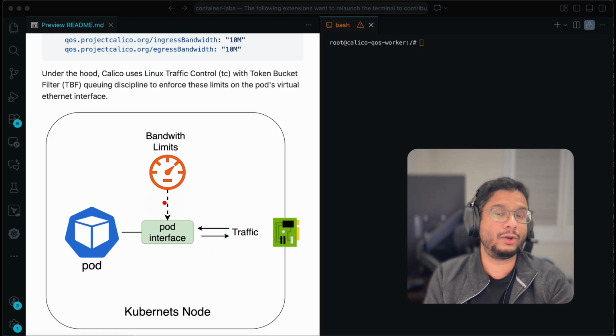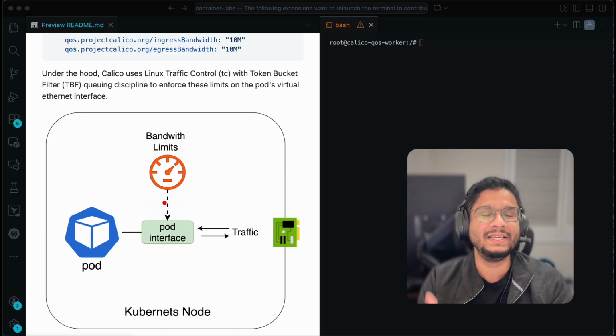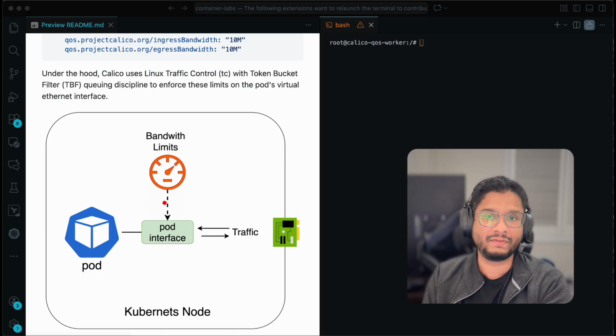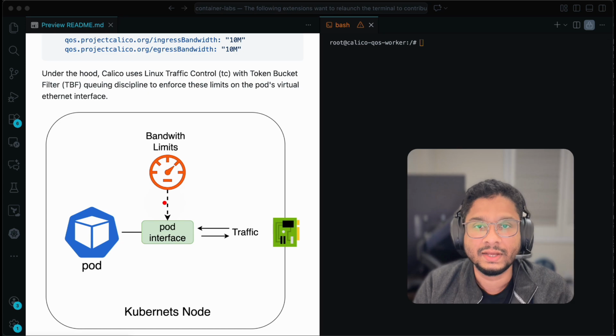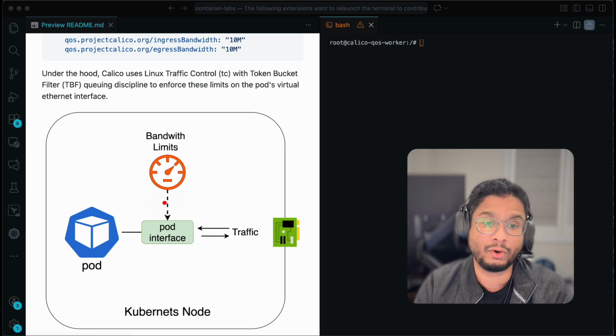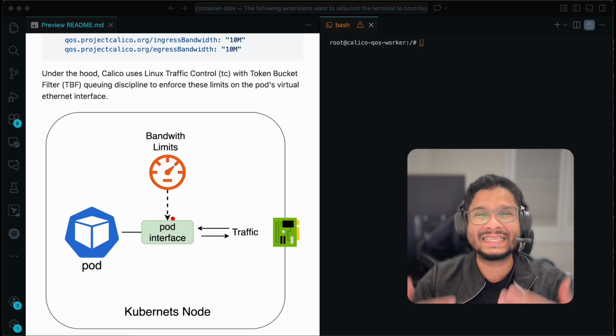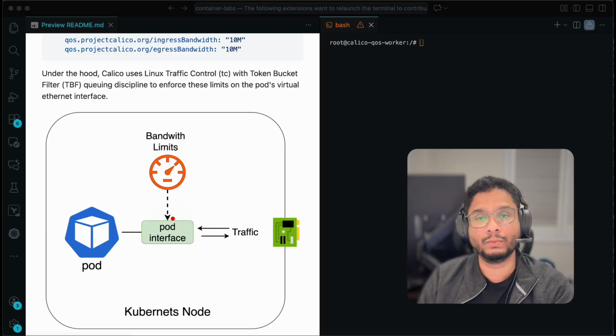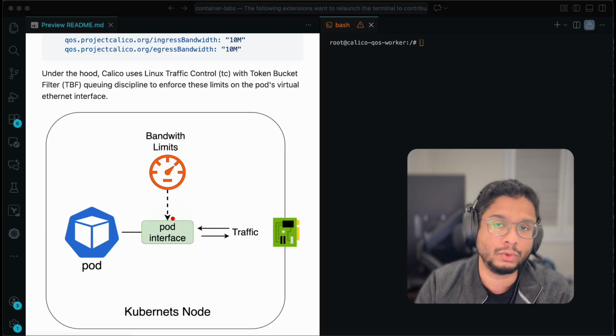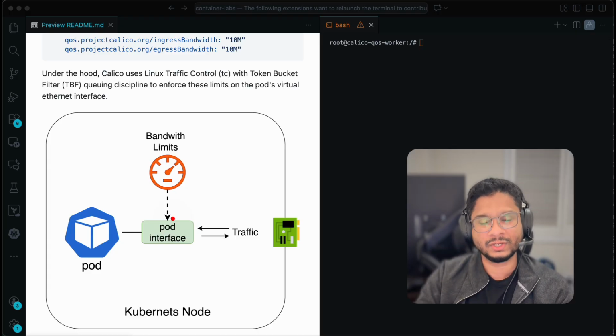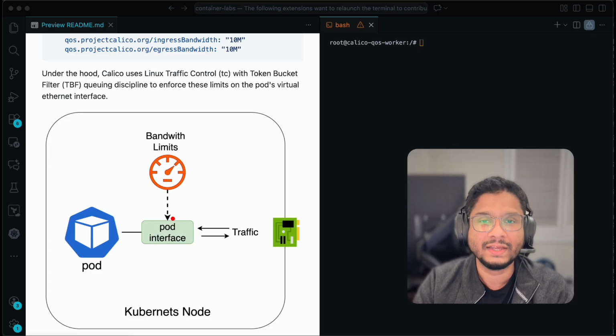And if you have a noisy neighbor, that pod could easily starve other pods of networking resources in a cluster. So it's a good practice to enforce certain bandwidth limits on a pod so that they don't exceed that threshold and impact other workloads scheduled on that node. So in this lab, we will look at how such controls can be enforced using Calico.